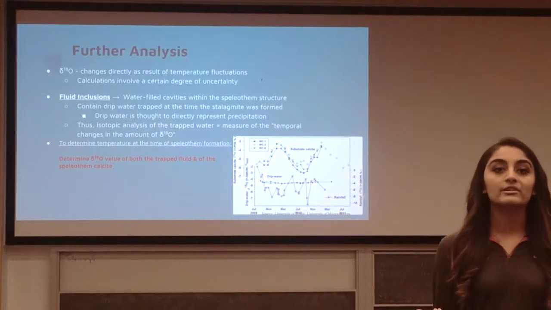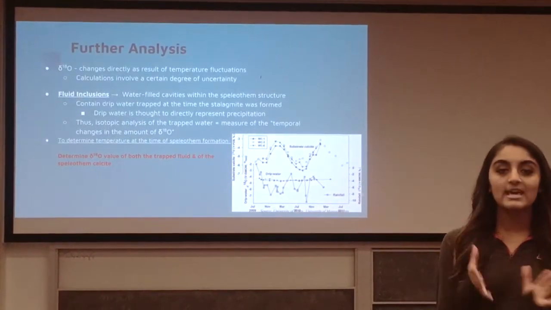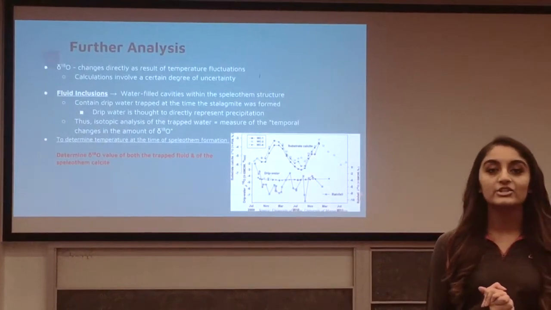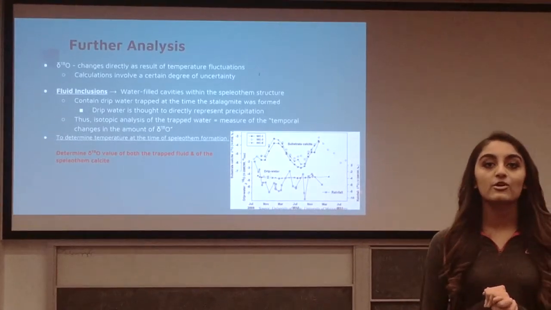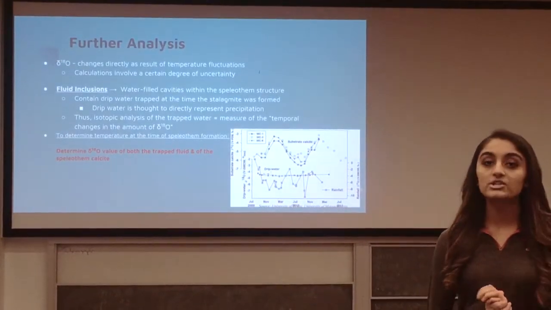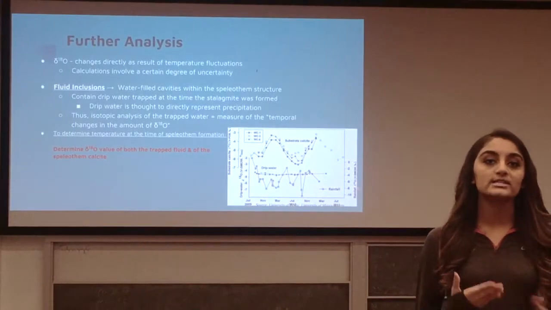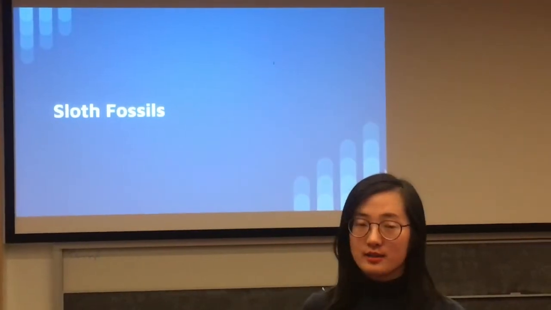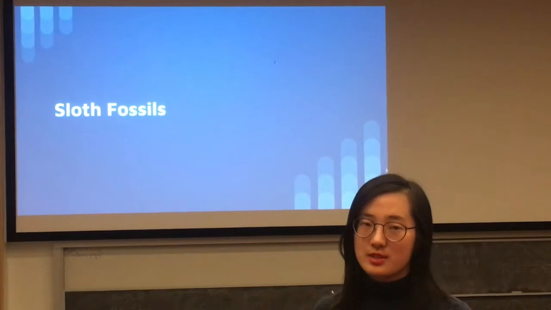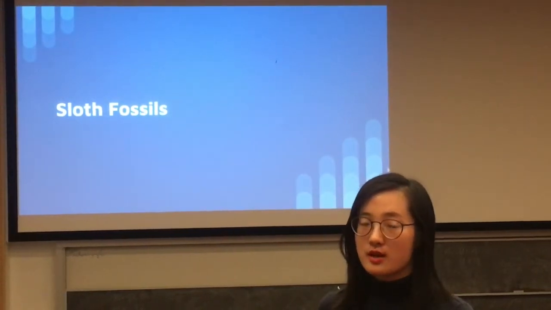Scientists also analyze fluid inclusions within the stalagmites. When you open them up, you're going to find water-filled cavities most times, and within those water-filled cavities, you're going to have drip water. By analyzing the ratio of oxygen-18 and oxygen-16, you can actually find out the temperature at which the stalagmite was formed.